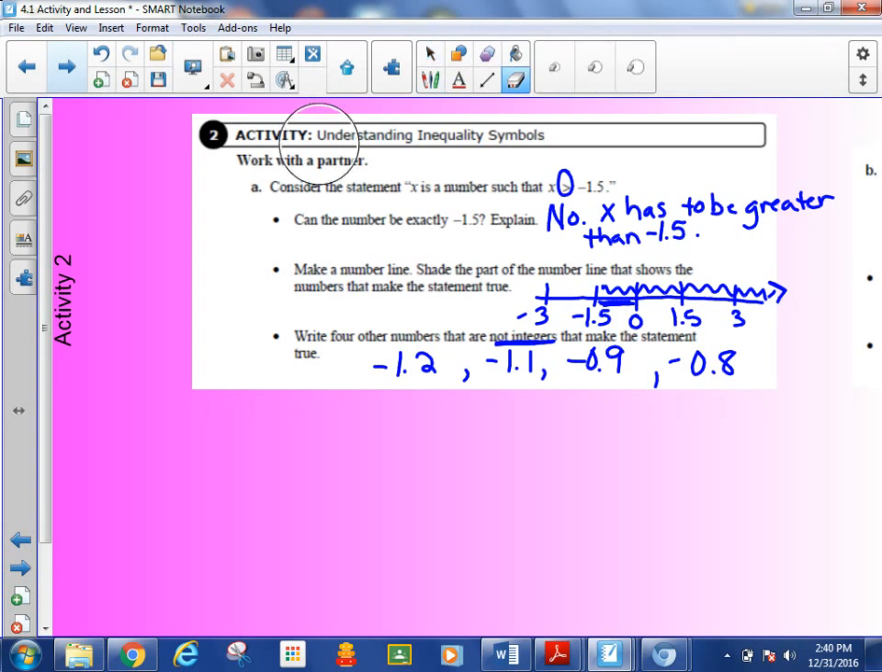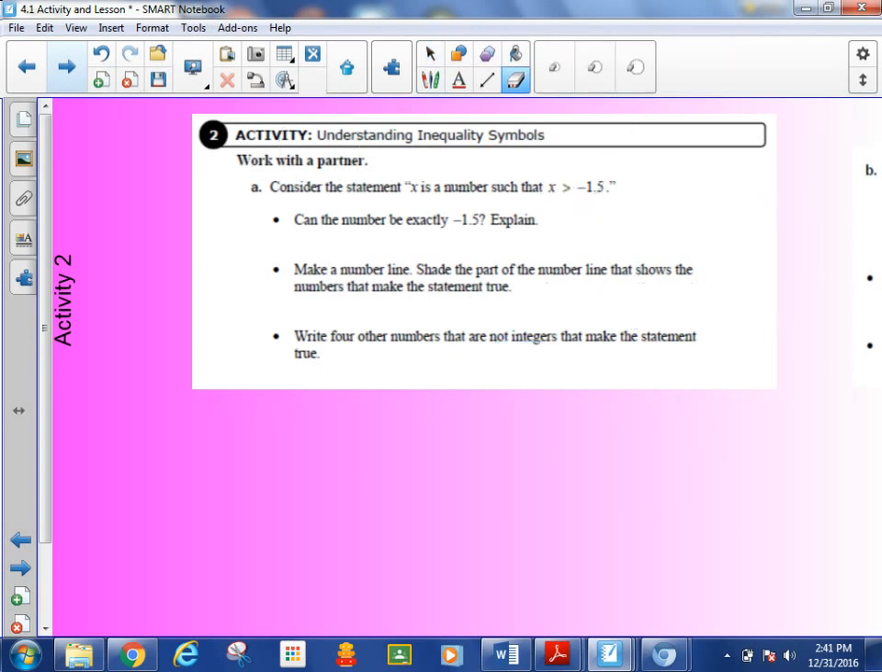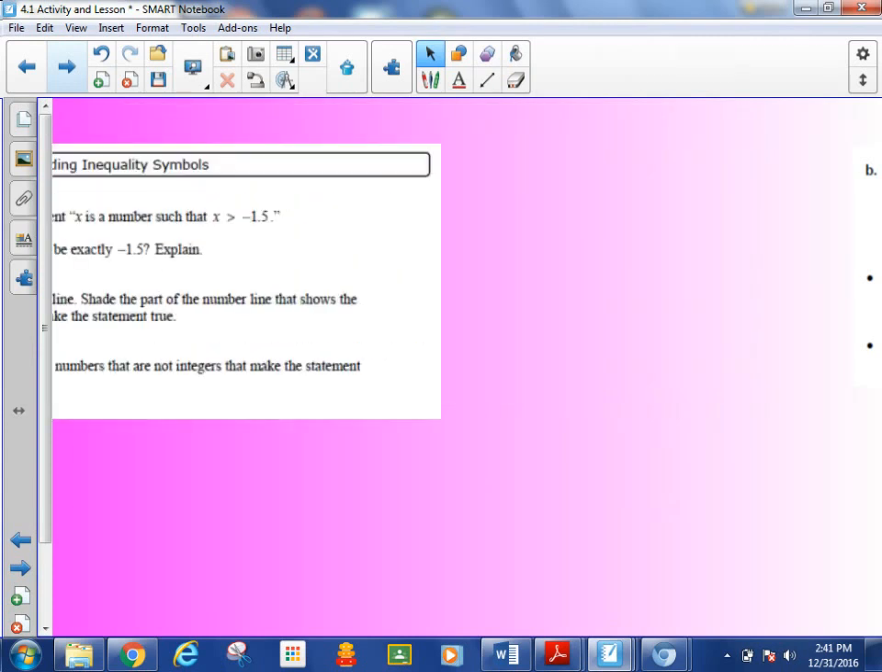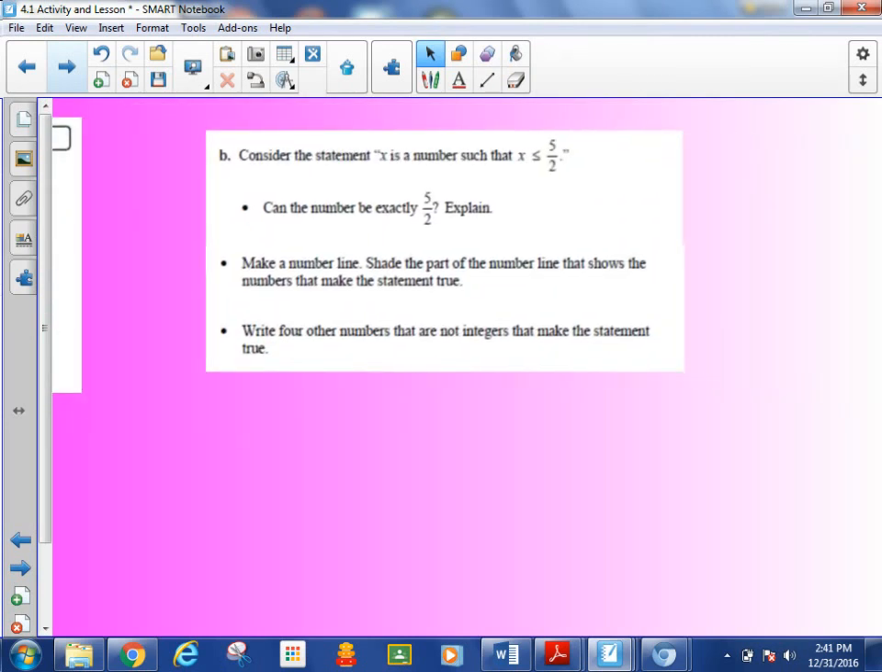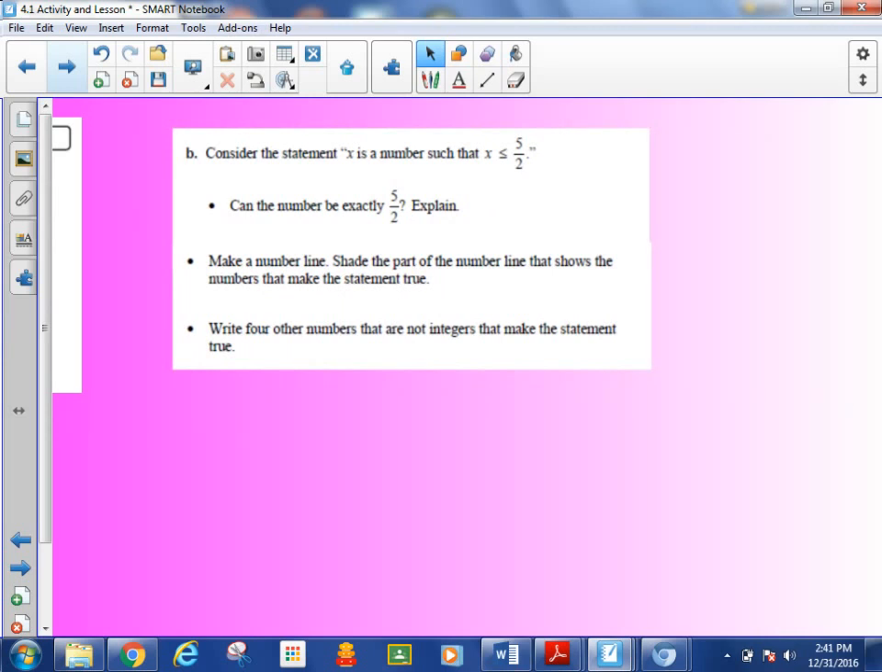All right, let's go ahead and look at B. Consider the statement, x is a number such that x is less than or equal to 5/2. Okay, so we're working fractions this time, and I know sometimes working a fraction and having to set up a number line is kind of confusing, but we're going to go ahead and work through it together.